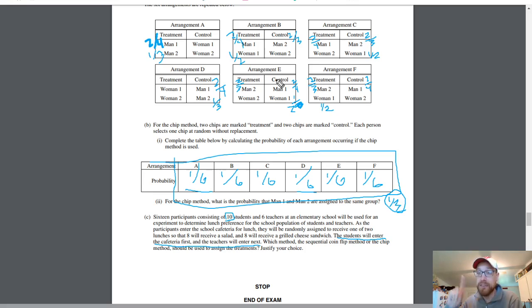Now, if you had randomly assigned the order that they were entering the cafeteria in, it wouldn't matter. You could do whatever you wanted. Honestly, if you'd randomly assigned the order they were entering the cafeteria in, you could give the first 8 salads and the second 8 grilled cheese sandwiches, and it would be just fine. So if you mess up your randomization there, it doesn't matter because you did your randomization earlier. Now, if you did that wrong as well, that's a problem. But, yeah.